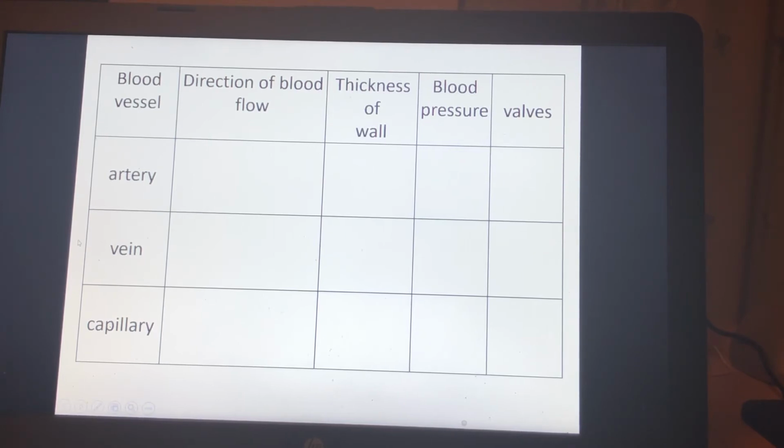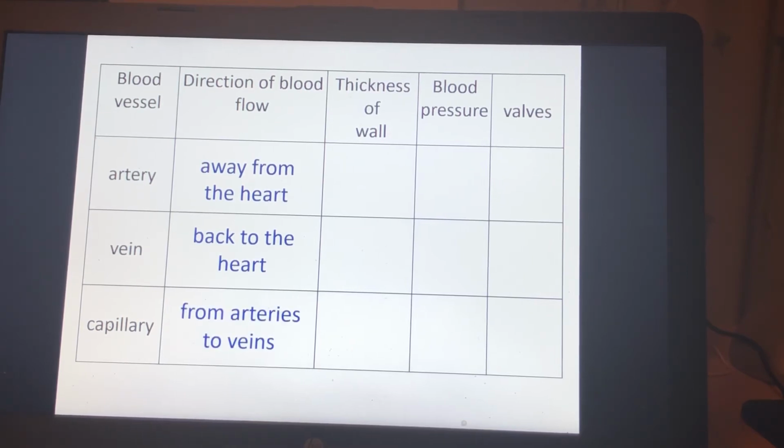Okay, so let's look at the answers. Arteries, A for artery, A for away from the heart. Veins bring it back to the heart, and capillaries are the link between the arteries and the veins. Arteries, hopefully you remembered that they had thick or very thick walls. Veins had much thinner walls. And capillaries, in fact, are so thin that they're only one cell thick.